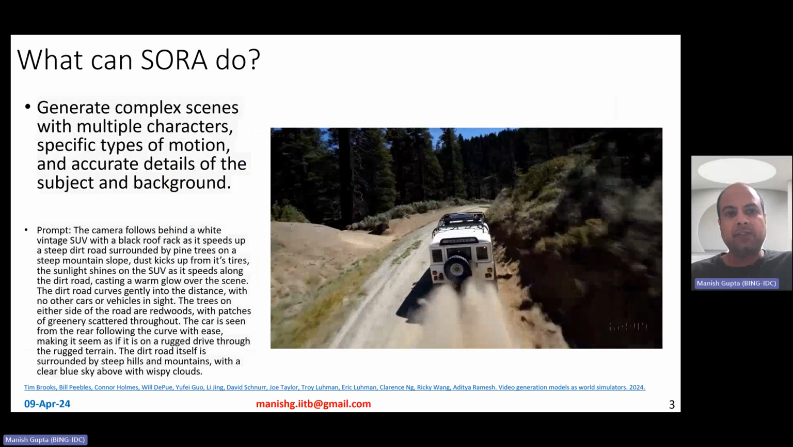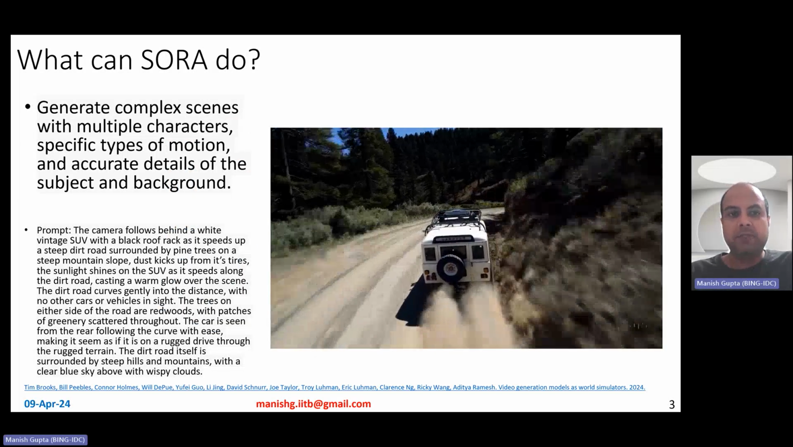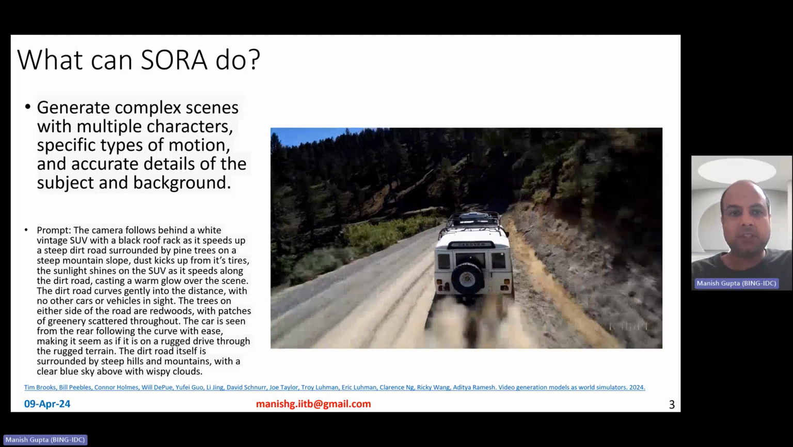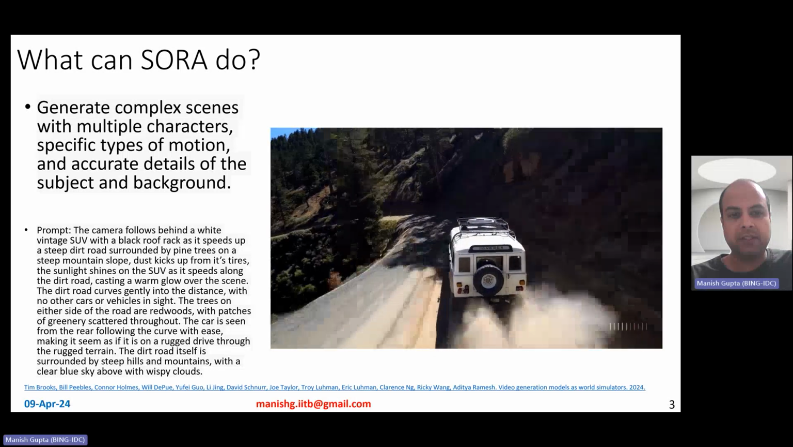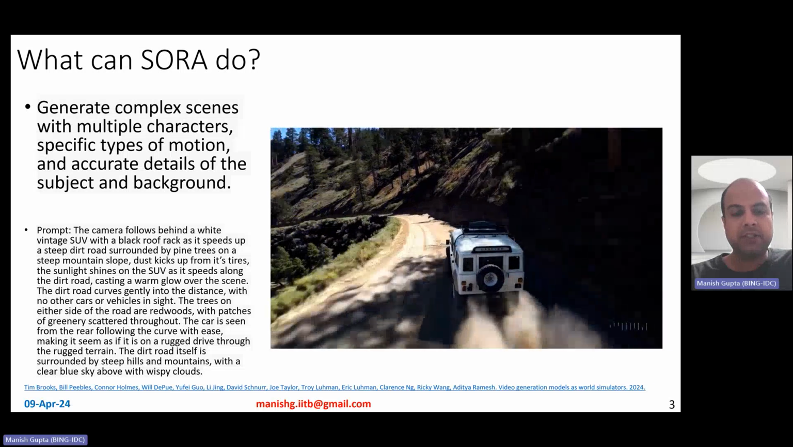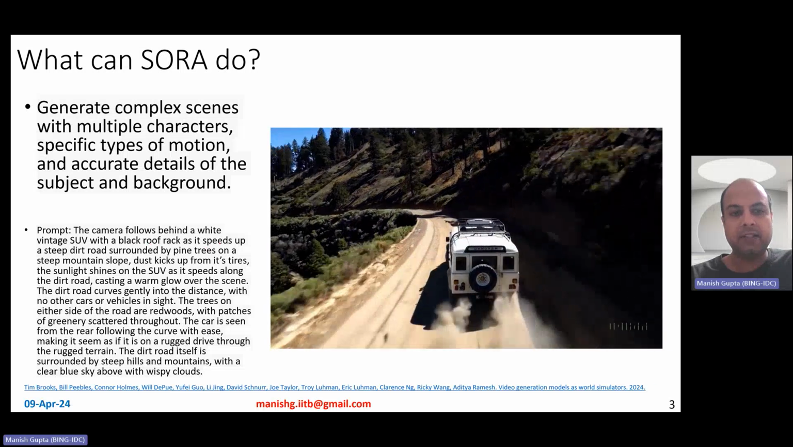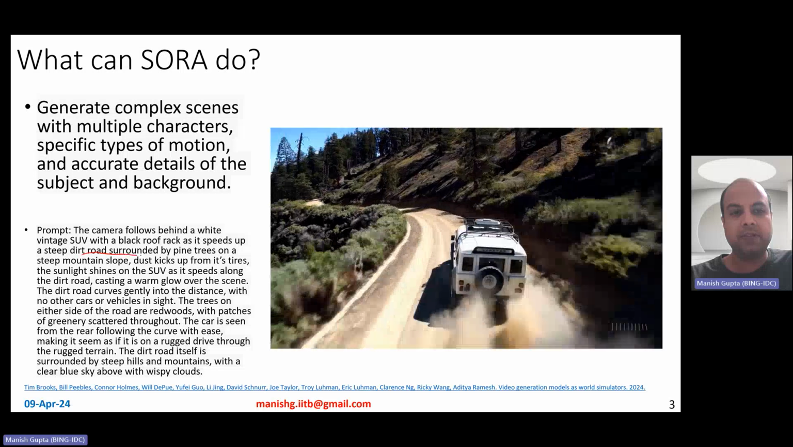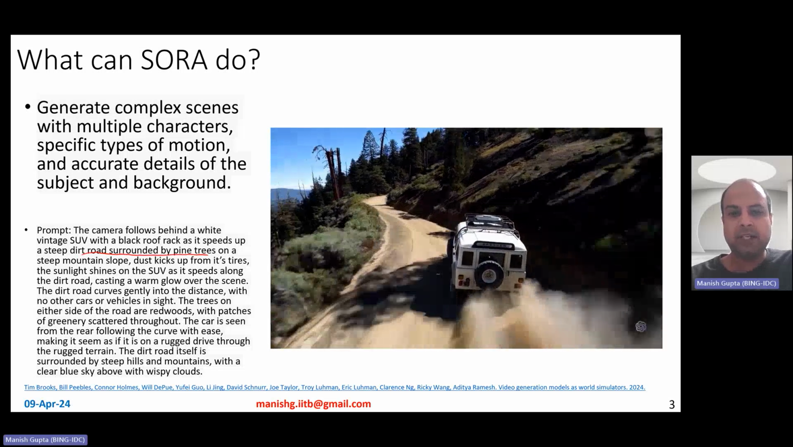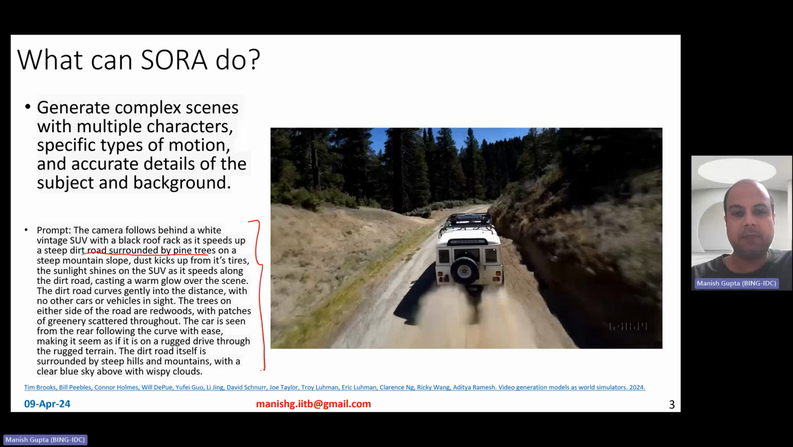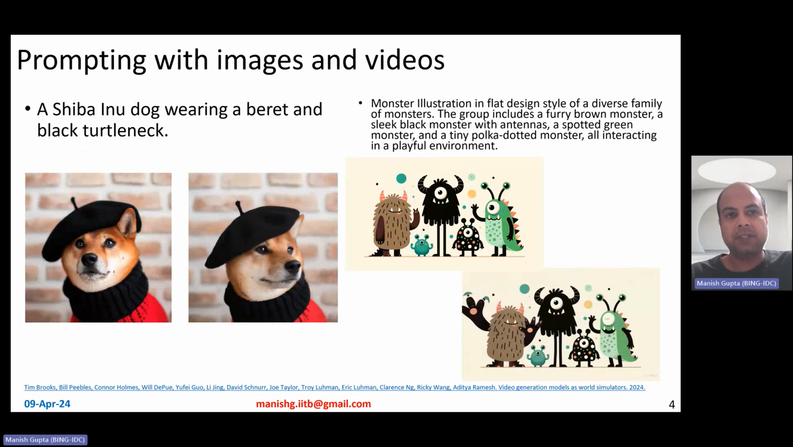Now, Sora can also generate complex scenes with multiple characters in them with specific types of motion that you ask for. So for example, here, vintage SUV with a black roof rack speeds up a steep dirt road surrounded by pine trees. And Sora can actually generate all of those. So this is a very, very descriptive prompt, right? And with all the accurate details of the subject and the background, Sora can actually create videos which are of very good fidelity and following the things mentioned in the user prompt.